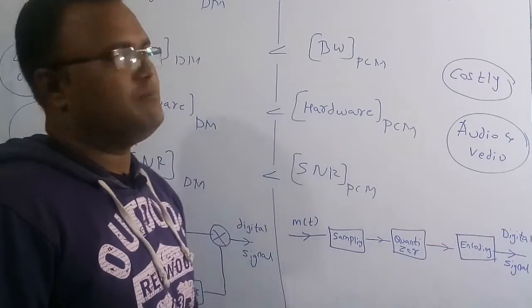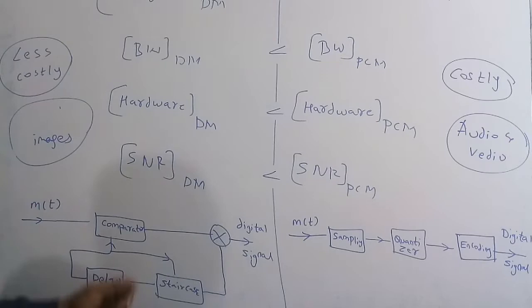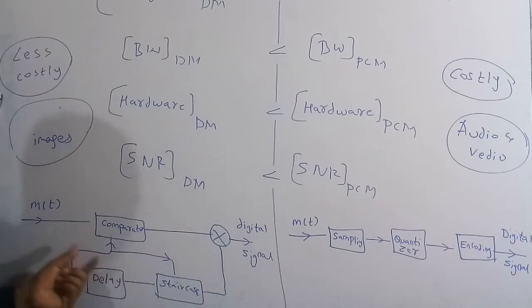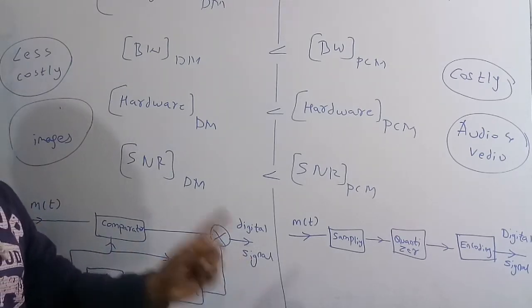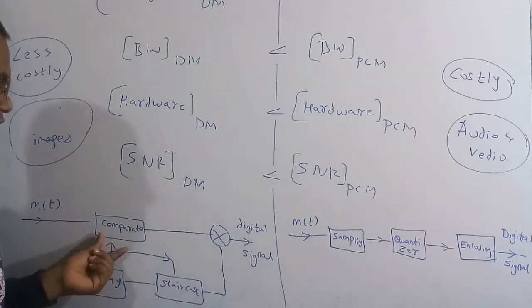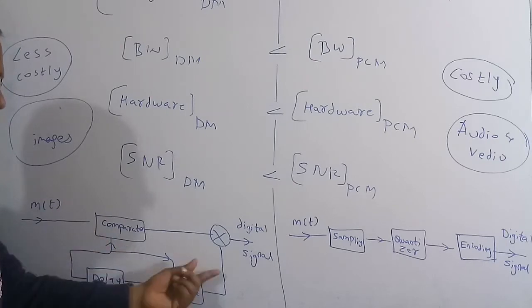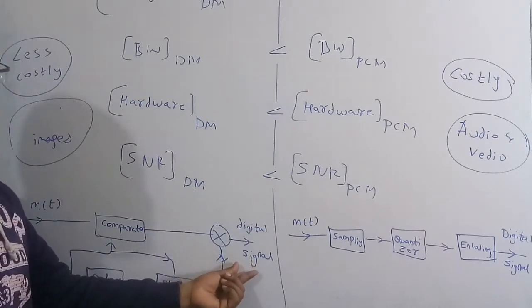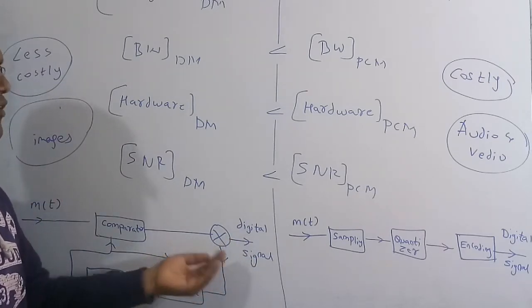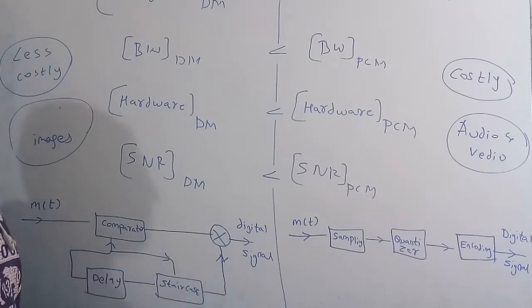Whereas in delta modulation, this is the transmit diagram of a delta modulation. Here we are going to convert an analog signal into a digital signal of only one bit. So here we are going to use a comparator, and also a feedback with the help of a delay and the staircase. Here we get an output which is only a single bit. We can only get a single bit in delta modulation. So now we are going to compare these two circuits.